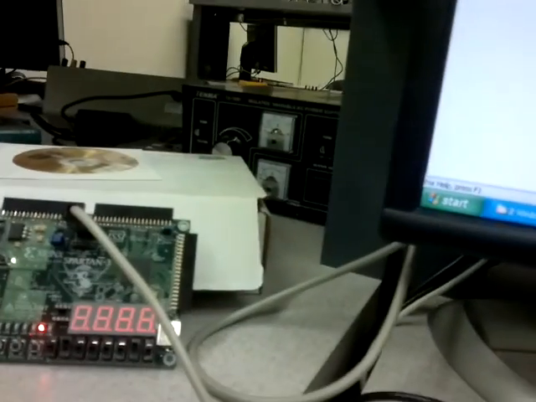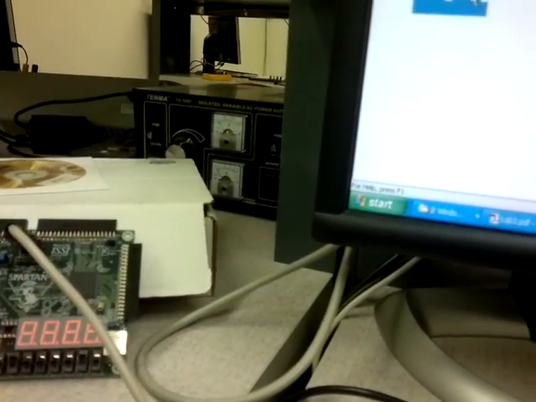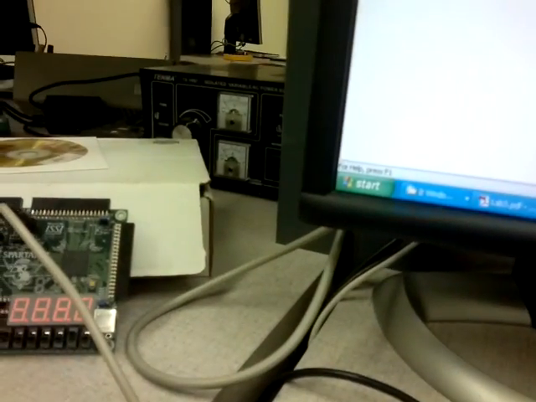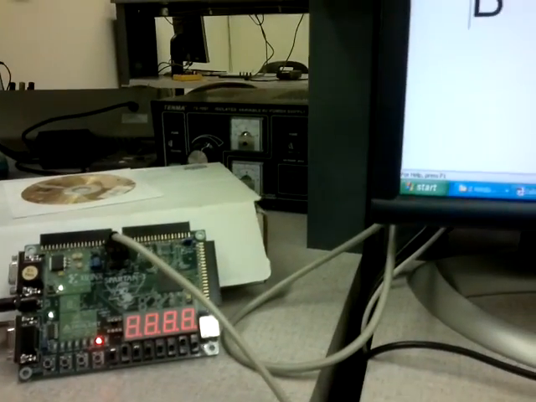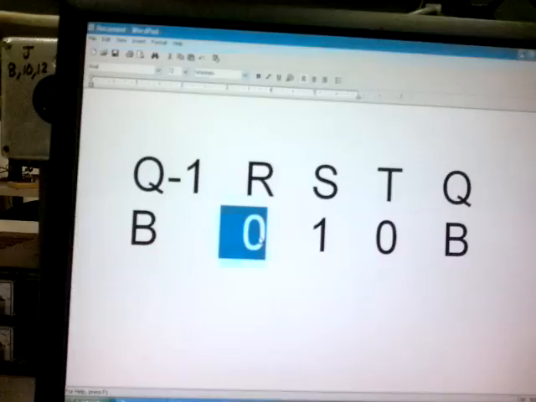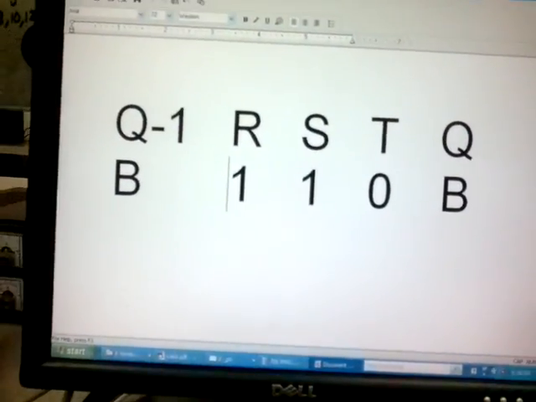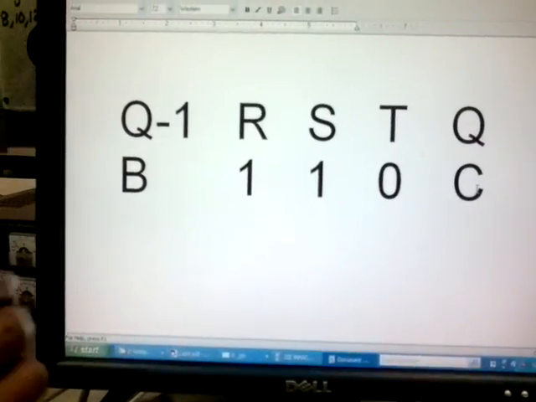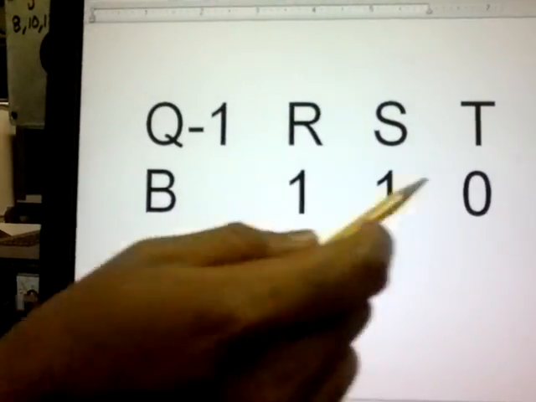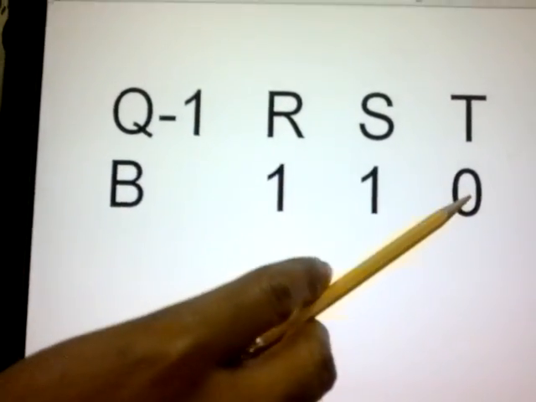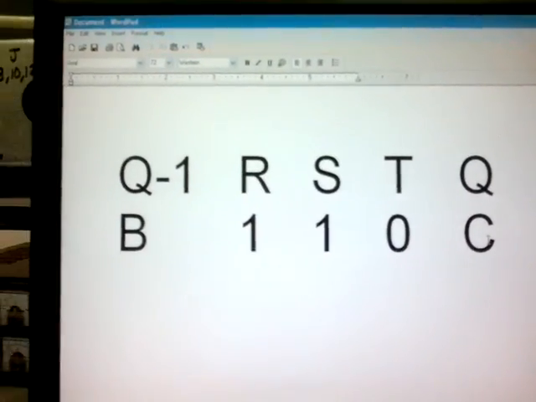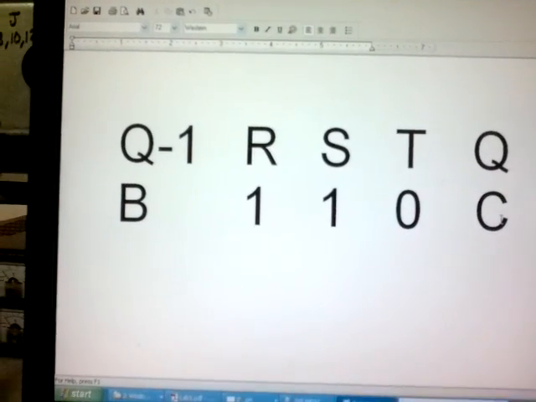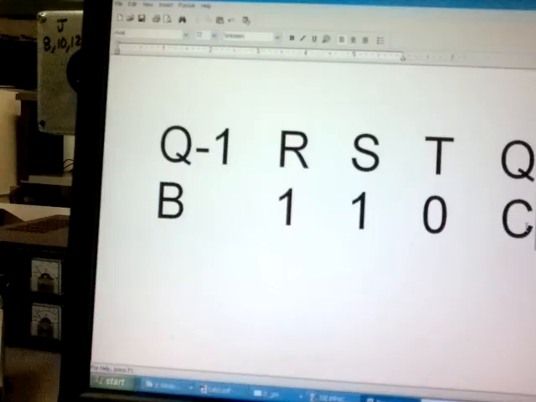Okay. Next. The next transition is from state B to state C. The machine transitions from state B to state C when R is high.